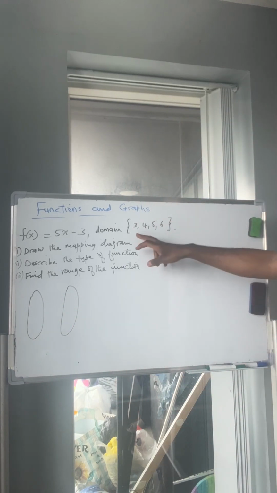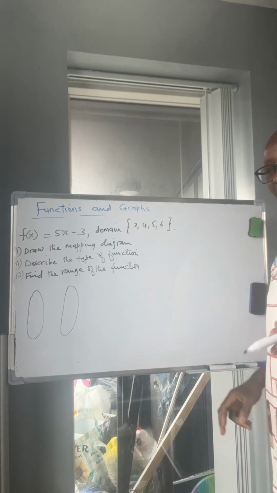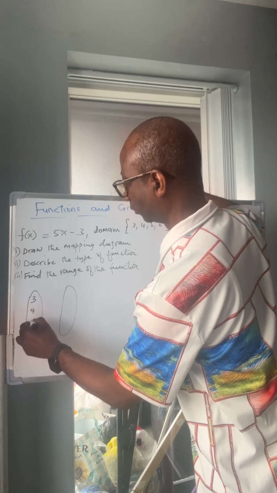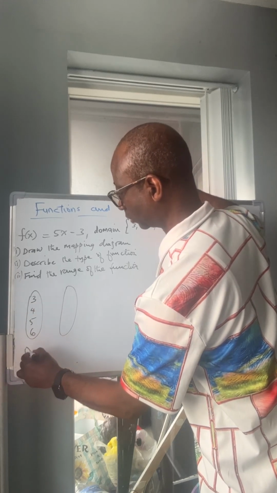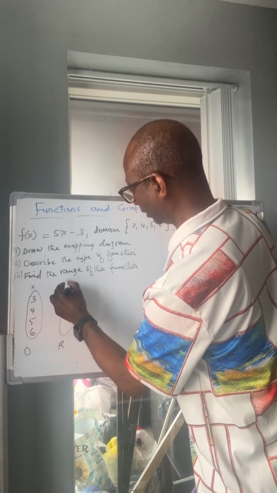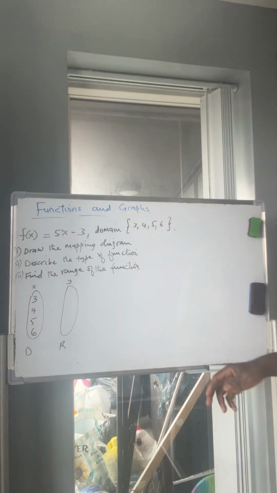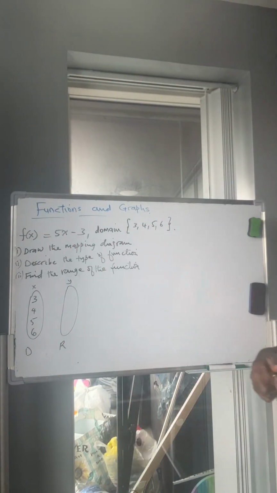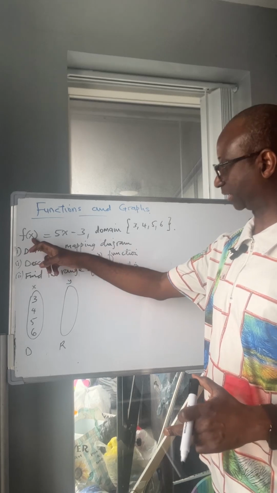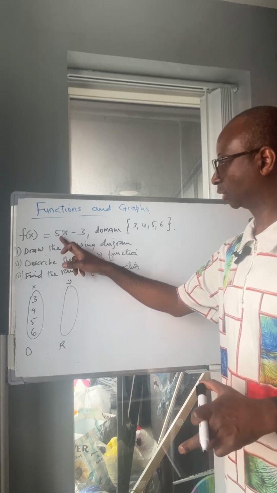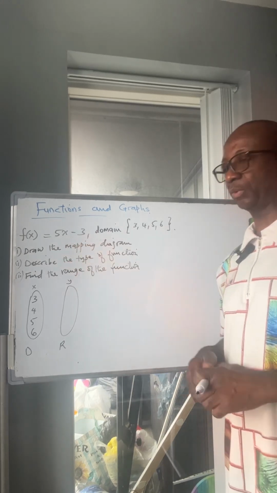You can see that in the domain we have 4 elements, which are 3, 4, 5, and 6. This is always the domain, and this is the range. As you know, your domain is the x, the range is the y. Here you are given a function. So this is your f of x, f of x is y. 5x minus 3 is the equation.